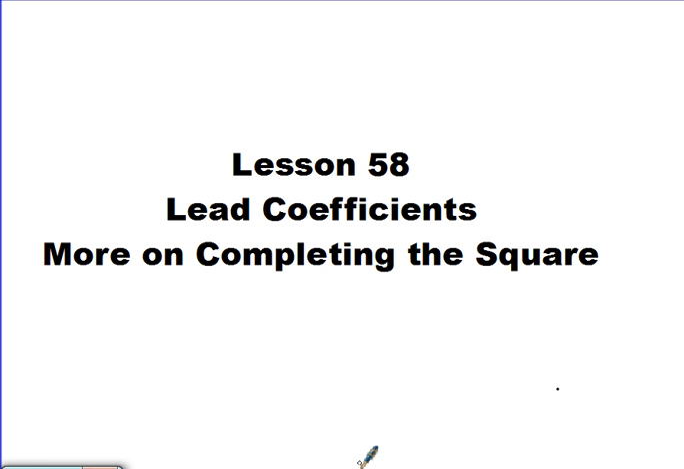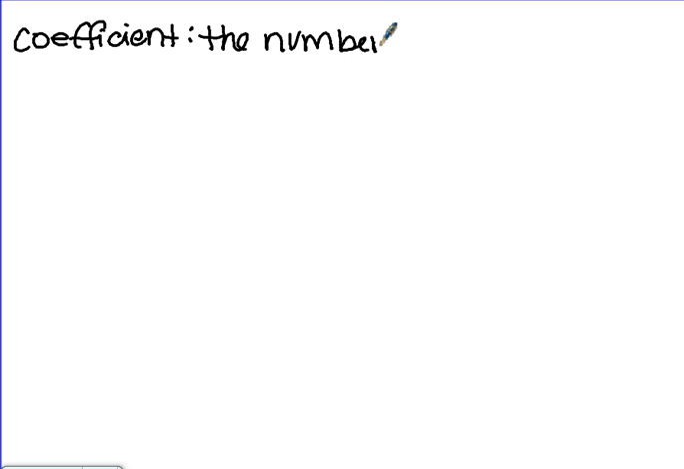Lesson 58, lead coefficients and more on completing the square. Very briefly, I just want to touch on what a lead coefficient is. First of all, we know that a coefficient is the number in front of a variable. We've talked about this before. Using mathematical terms, a coefficient is the number that comes in front of a variable.